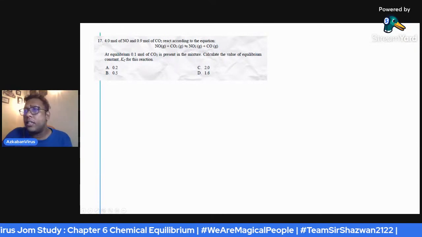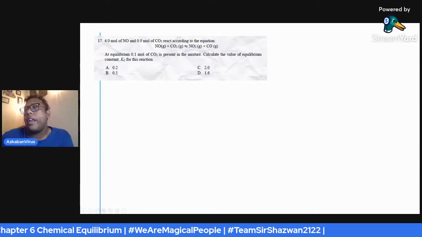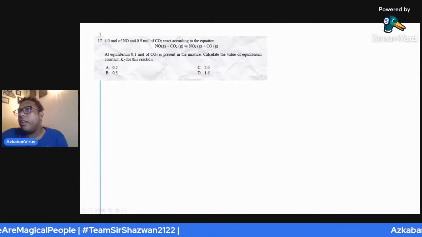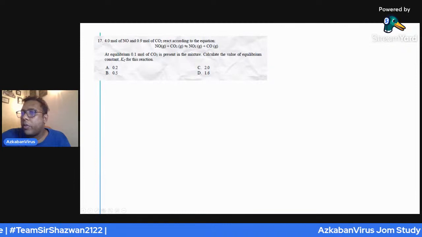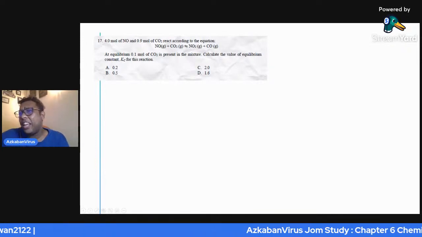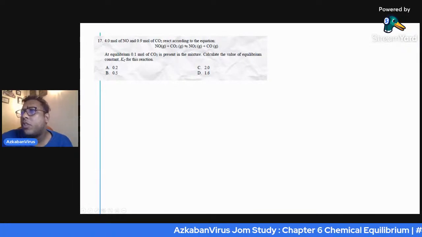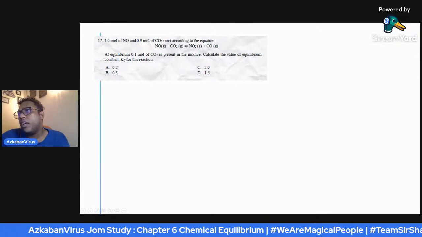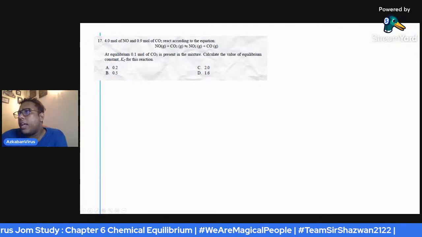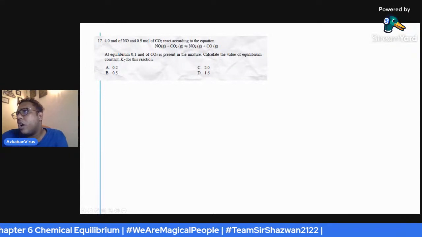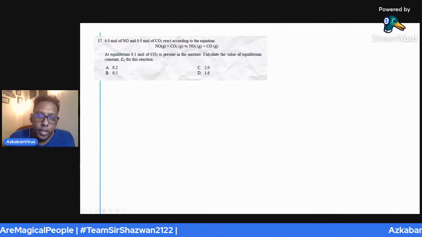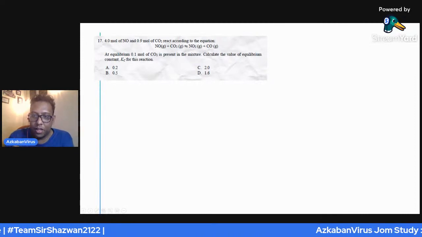Question 17. 4 mole of NO and 0.9 mole of CO2 react accordingly to this equation. At equilibrium, 0.1 mole of CO2 is present in a mixture. Calculate the value of equilibrium constant for this reaction. Okay, for this type of question, dia tak bagi volume.